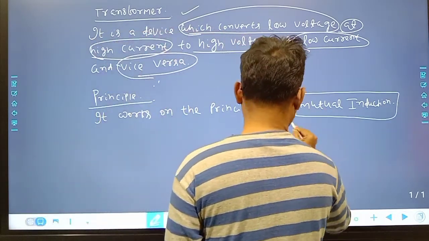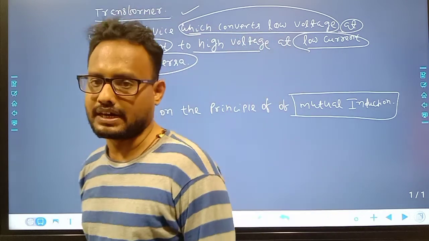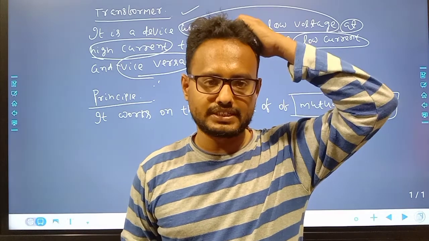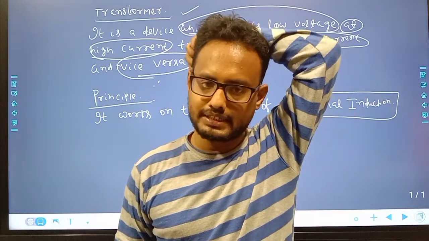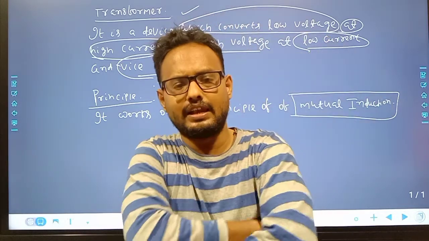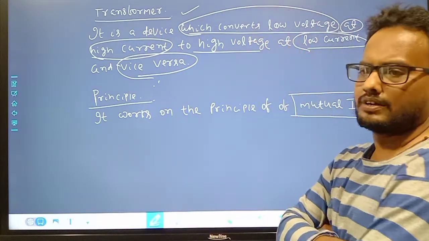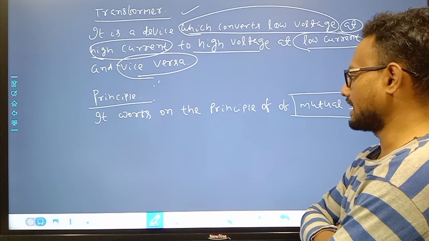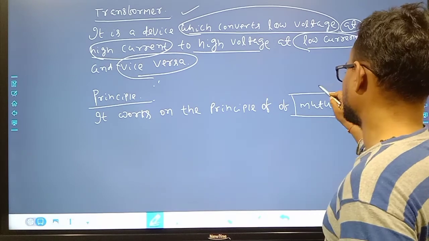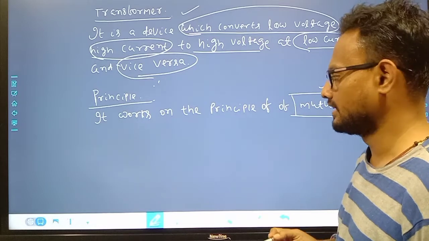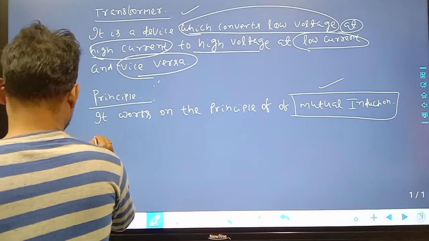Mutual induction: when there is a change in magnetic flux in a primary coil, an EMF is produced in a secondary coil, or when there is a change in magnetic flux in the secondary coil, an EMF is produced in a primary coil. So that is called mutual induction. So it works on the principle of mutual induction. Here, so this is transformer, this is the principle. Then construction.